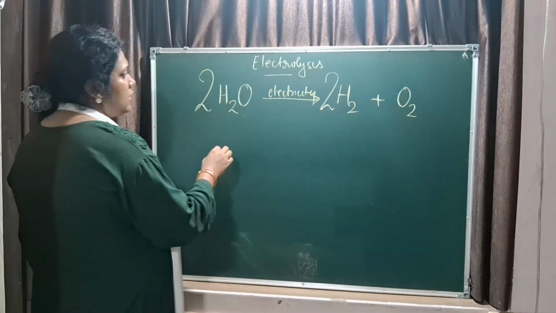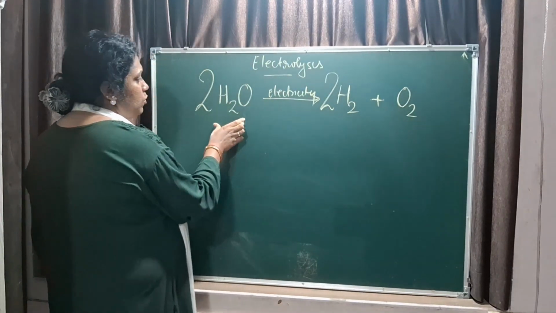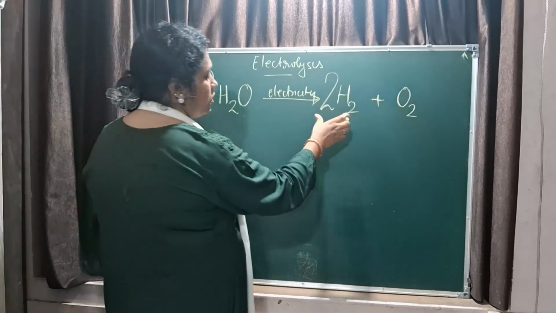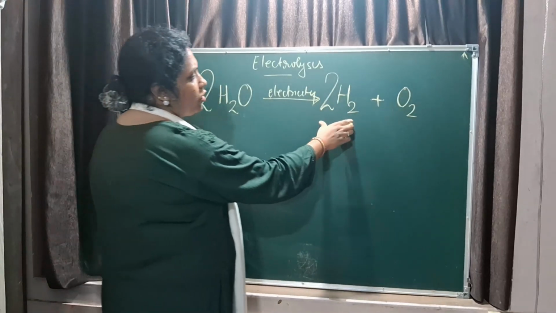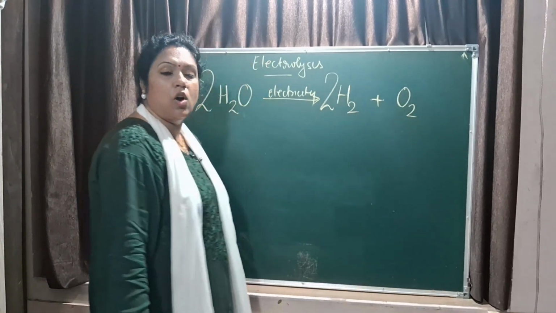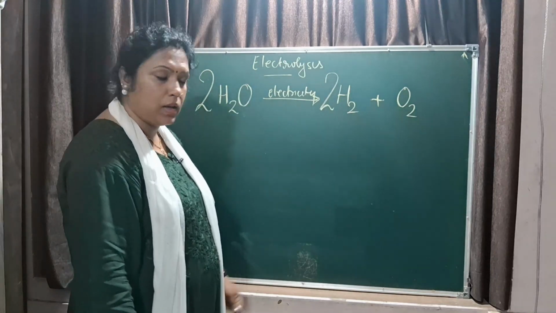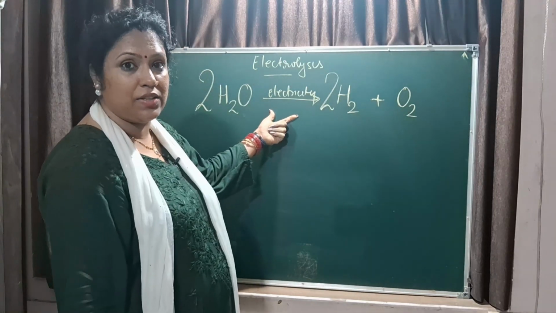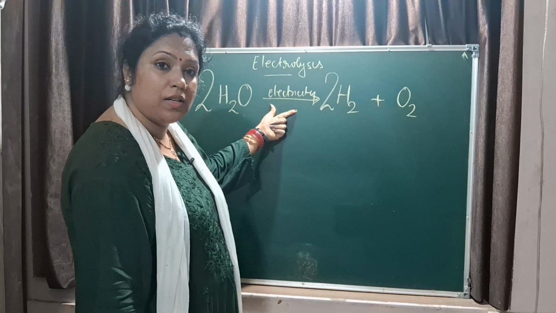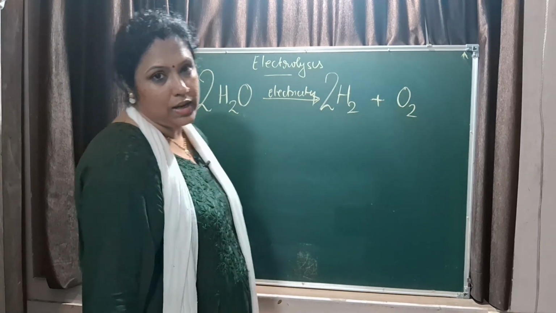Now what happens in electrolysis of water: whenever 2 molecules of water are decomposed, 2 molecules of hydrogen and 1 molecule of oxygen are released. This is electrolysis, passing electricity. So electricity is a form of energy, so it is a decomposition reaction.